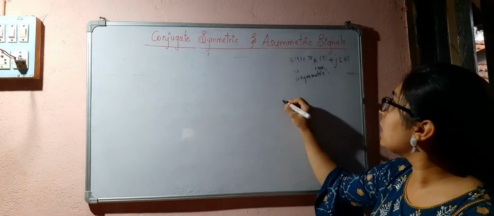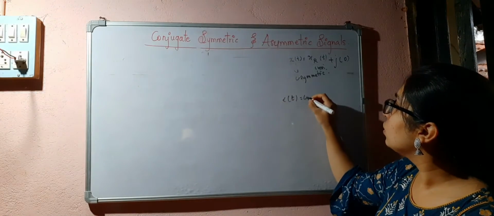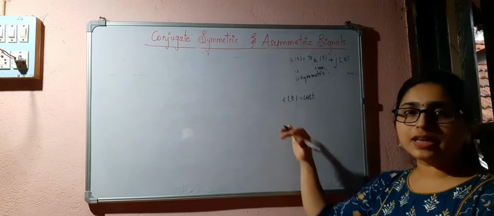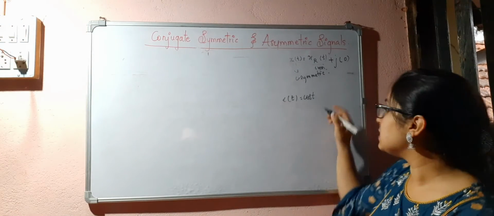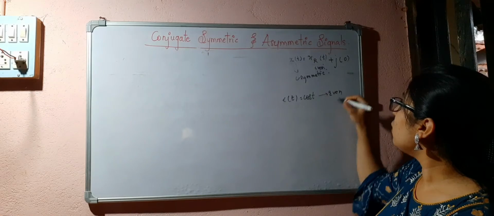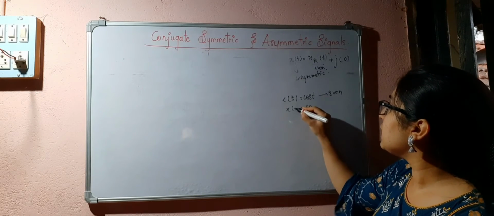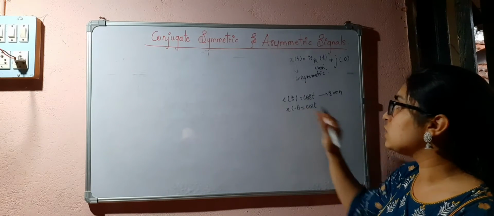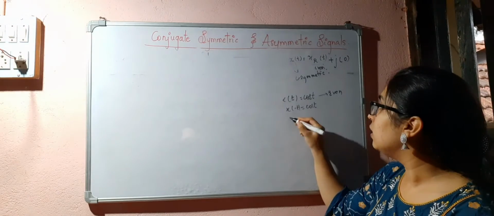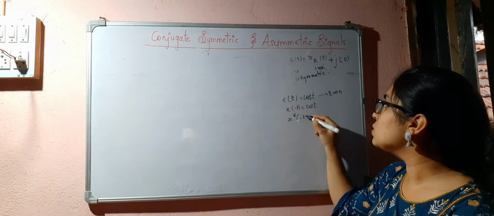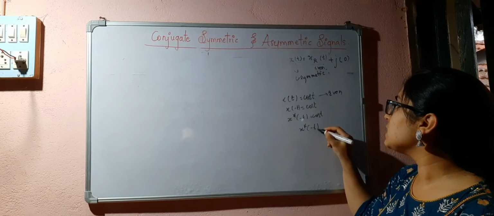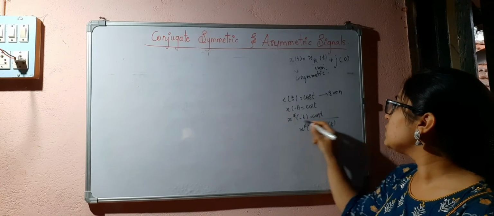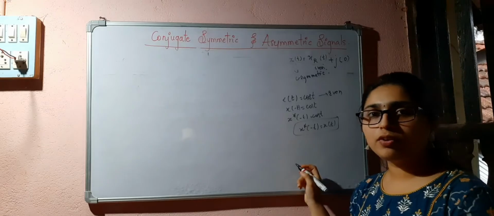Okay, for example, x of t is equal to cos t. This is actually an even signal, right? X of t is cos t, that is an even signal. Now, if I take x of minus t, that is cos t only. So that's why it is called an even signal. Now if I take the conjugate also, it will be the same thing. So x conjugate of minus t is equal to x of t, which means it's a conjugate symmetric signal.